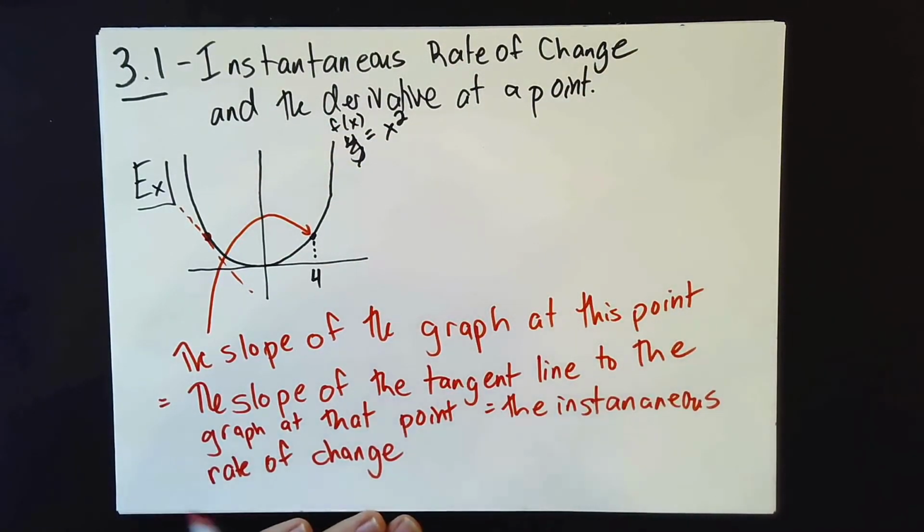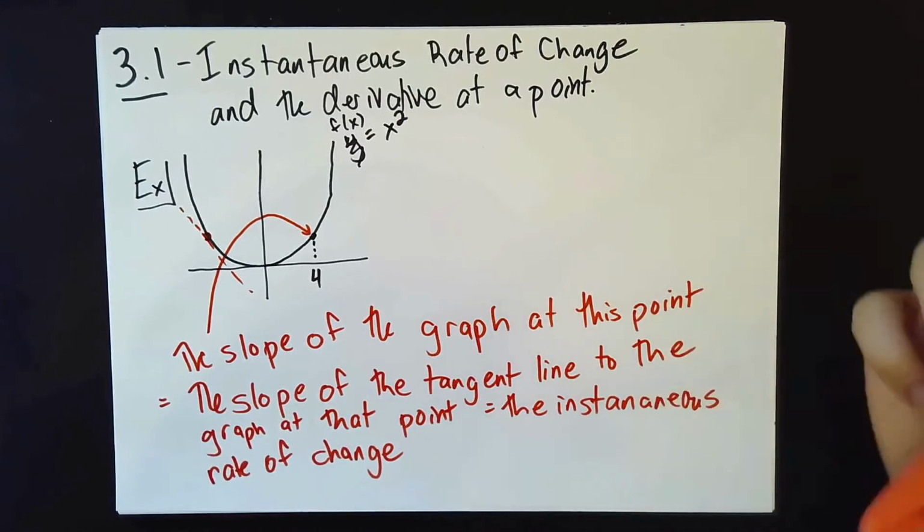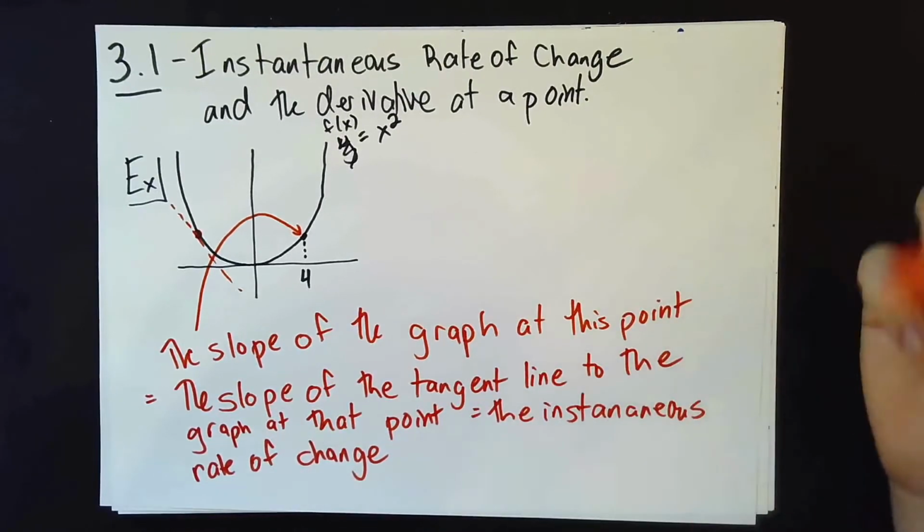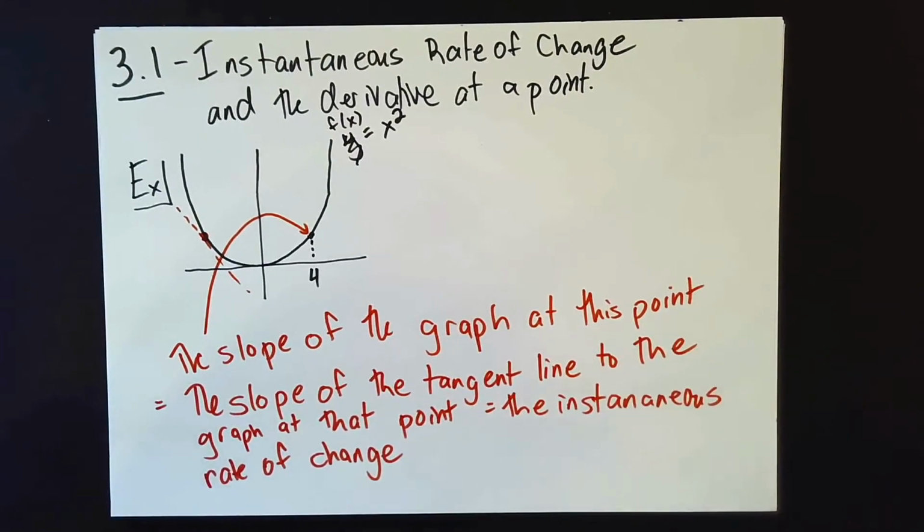Okay. So all of these phrases are different ways to say the same thing. The slope of the graph at a point, the slope of the tangent line to the graph at that point, or the instantaneous rate of change. All of these things are different ways to communicate the same idea.